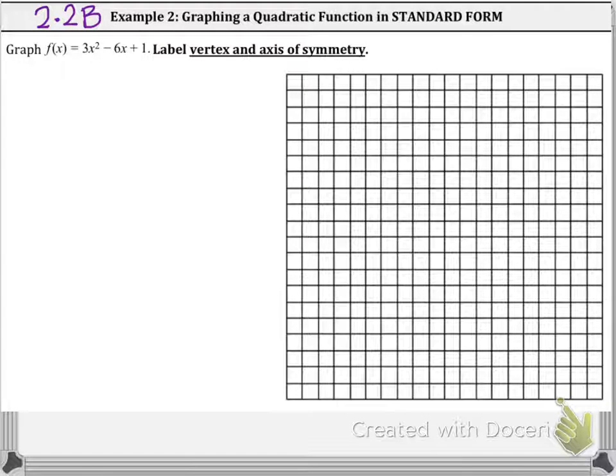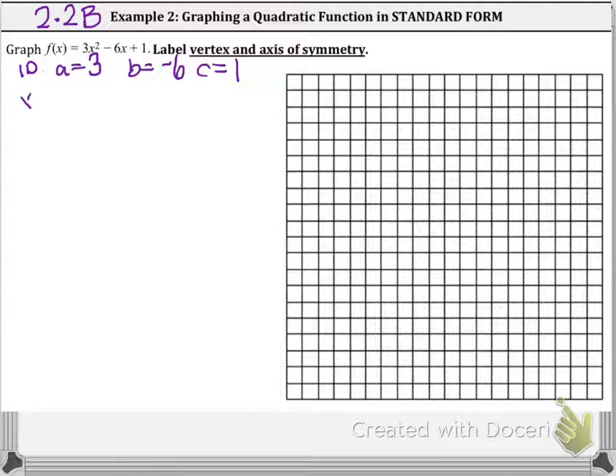This is 2.2 day 2, graphing a quadratic function in standard form. In order to graph in standard form, we need to first identify the axis of symmetry and then find the vertex. To do that, we need to identify the coefficients, which are our a, b, and c. A is positive 3, b is negative 6, and c is 1.